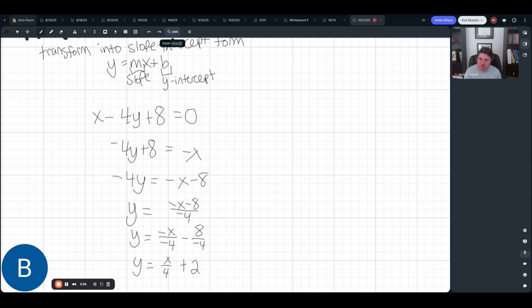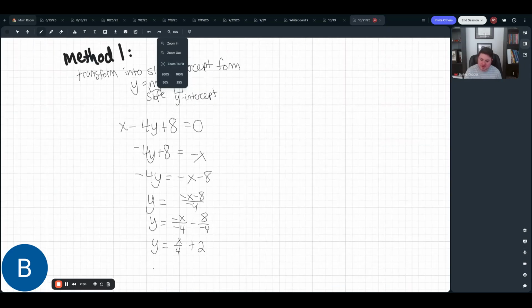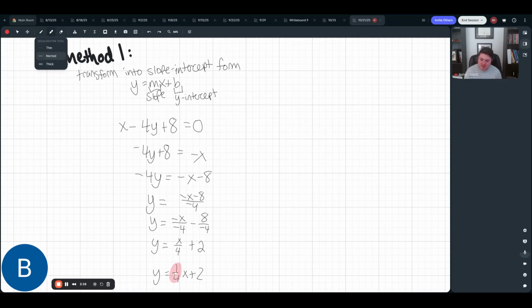So if we really want to make this super slope-intercept form, we could even rewrite this x over 4 as 1/4 times x plus 2. And then you can identify this is the slope, and this 2 is the y-intercept. So we would say the y-intercept is 2.